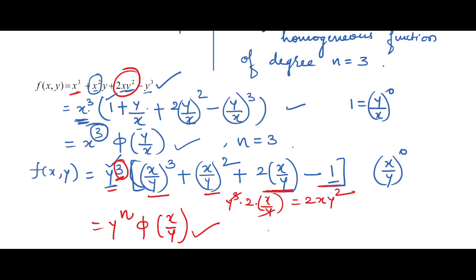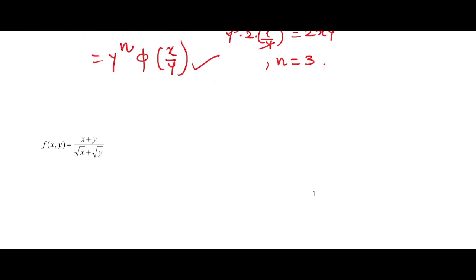So here also again n is equal to 3. Okay. One more example we'll see. So here the function is f of x, y is equal to (x plus y) upon (root x plus root y). So out of these three methods, we'll take the first method, x is equal to xt, y is equal to yt.